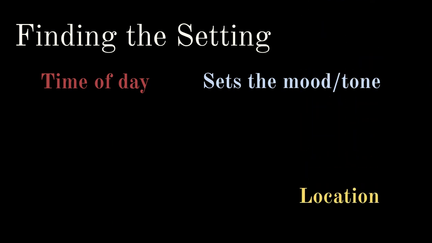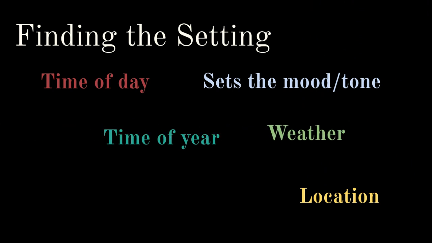Location is as easy as it sounds. It is just where are you located? Are you at the school? Are you at Walmart? Anything like that. The time of year refers to the seasons, like spring, winter, fall, anything like that. It can also refer to holidays. There's weather, and again, that is as simple as it sounds. It is just what is the weather outside? How does that help with the story?